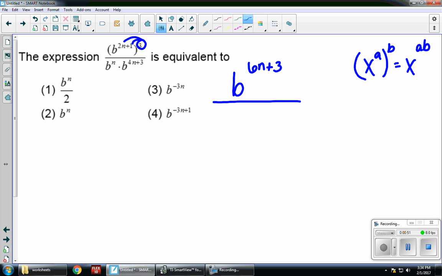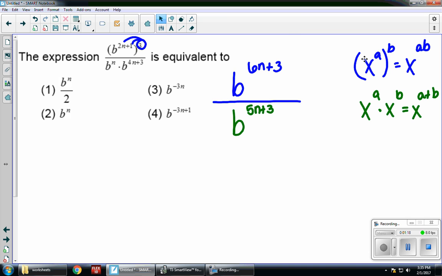Then in my denominator, I have multiplication. And your laws of exponents tell you that when you have common bases and you have different exponents, you can multiply them by adding. So this is equal to x to the a plus b. So I'm going to add my exponents in the denominator. So n plus 4n plus 3 gives me b to the 5n plus 3.